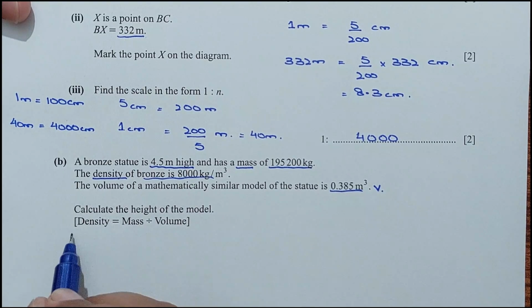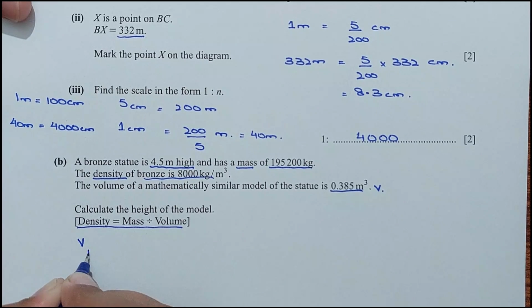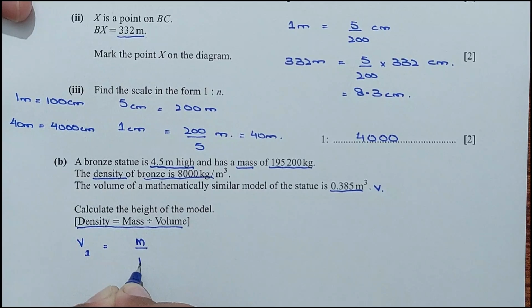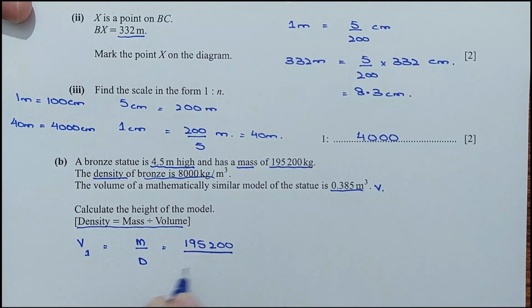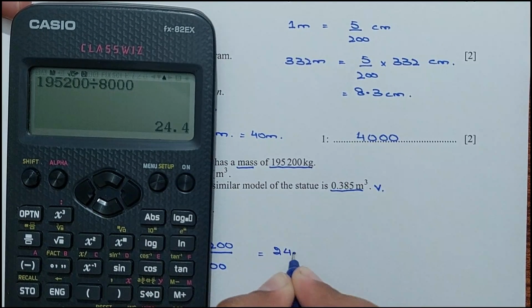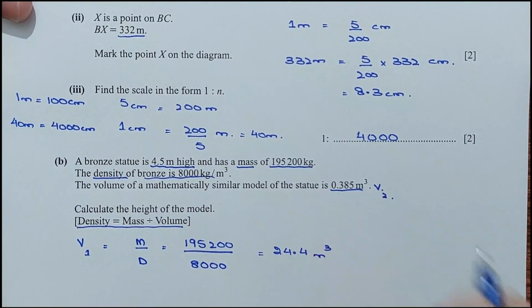Okay, so we know the formula that density is equal to mass over volume. So let me solve for the volume of the first statue, right? This would be equal to mass over density. The mass of the first statue is 195,200 kilograms, and the density we have been given is 8,000 kilograms per meter cube, right? 195,200 divided by 8,000 is 24.4 meter cube. This is the volume. Now this is the second volume we have been given.